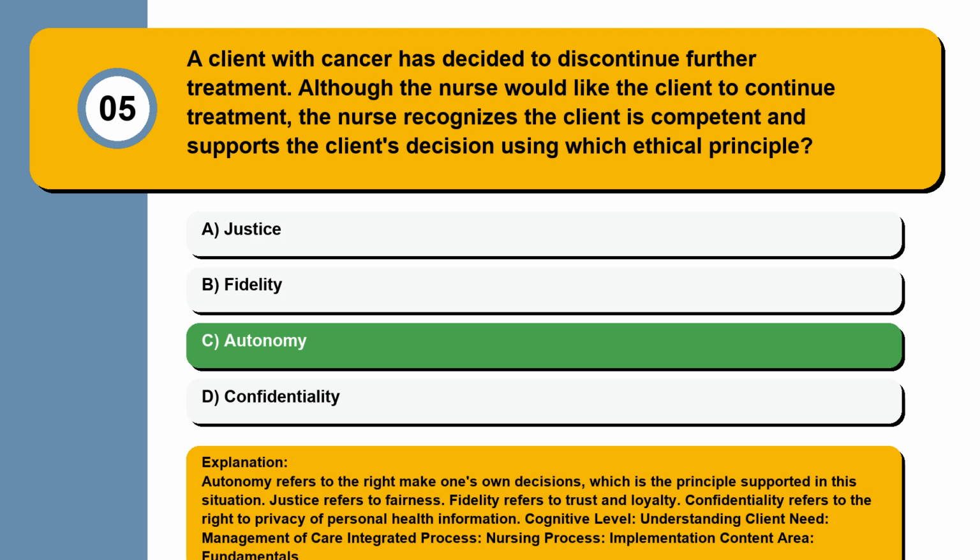Autonomy refers to the right to make one's own decisions, which is the principle supported in this situation. Justice refers to fairness. Fidelity refers to trust and loyalty. Confidentiality refers to the right to privacy of personal health information. Cognitive level, understanding; client need, management of care; integrated process, nursing process, implementation; content area, fundamentals.